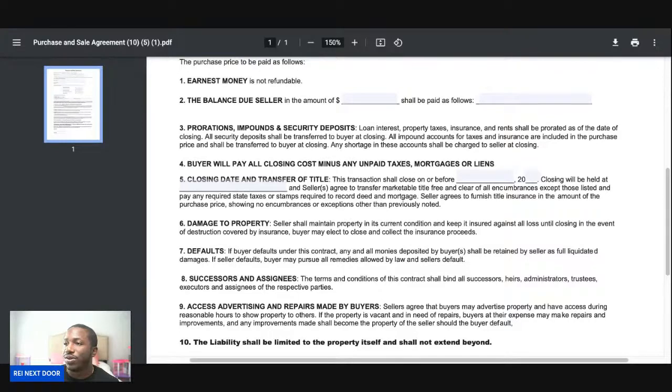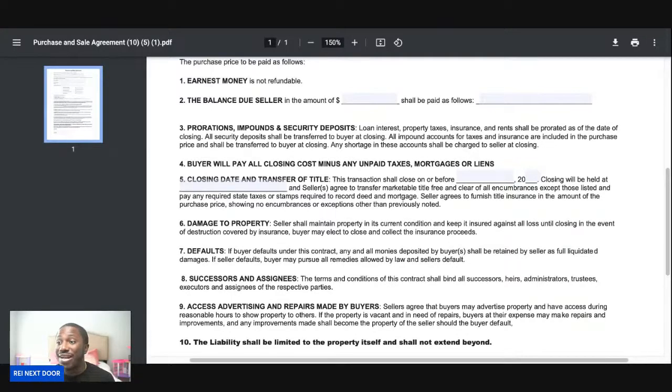So line 4, you always refer to line 4 if the seller asks about paying closing costs, realty fees, anything like that. The buyer will pay all closing costs minus any unpaid taxes, mortgages, or liens, right? So you're paying, or the end buyer is going to pay all of the closing costs minus any unpaid taxes, mortgages, or liens. So the seller is going to be paying any unpaid taxes, any unpaid mortgage, any unpaid liens.